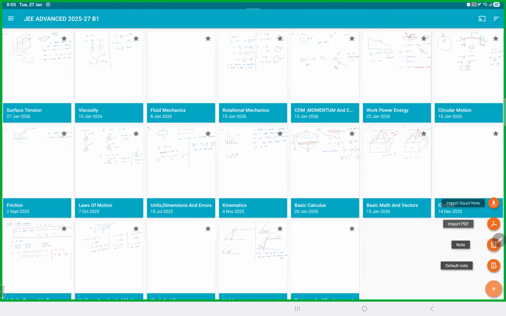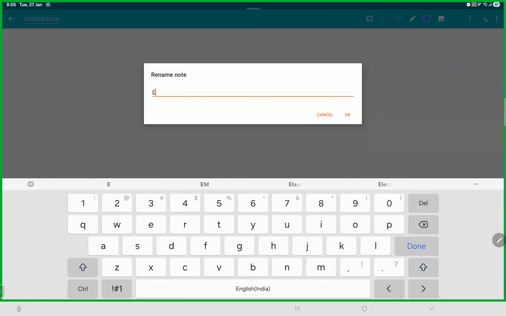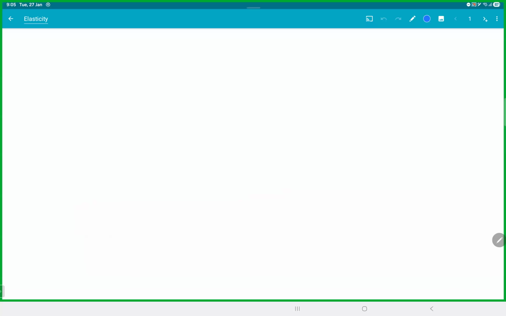The next thing is elasticity. Again, this is also a very small chapter. Mostly we might wrap it up by next class, because there are few questions based on heat and thermodynamics. So that will be the next chapter, and we're going to do it there.